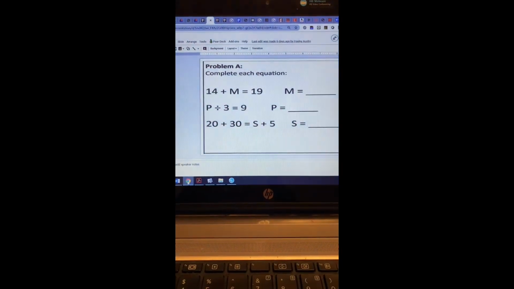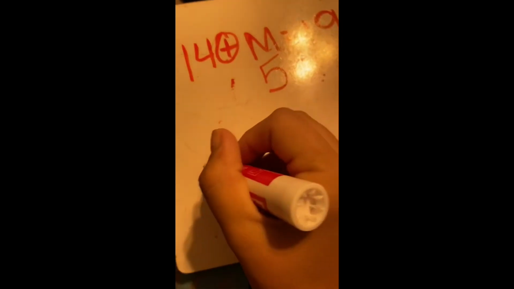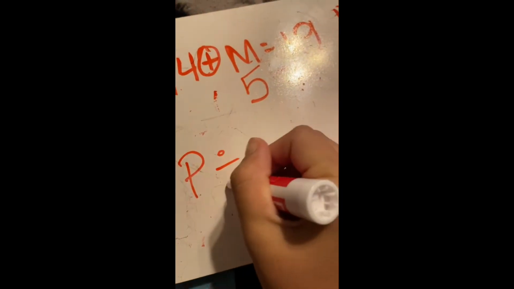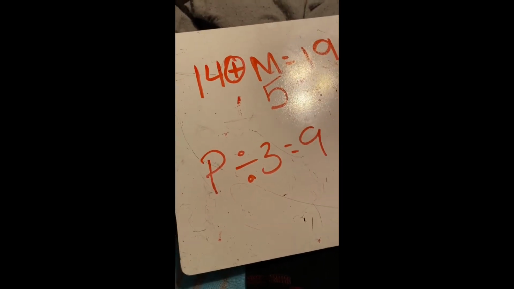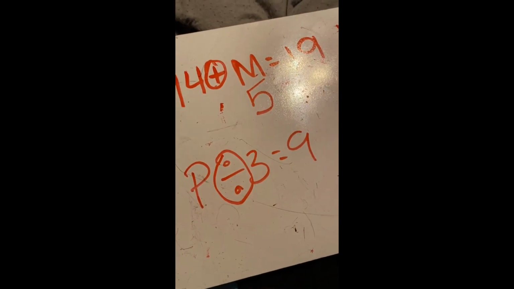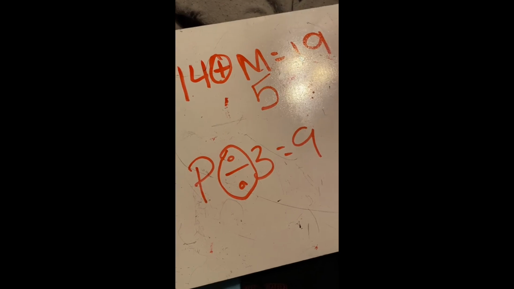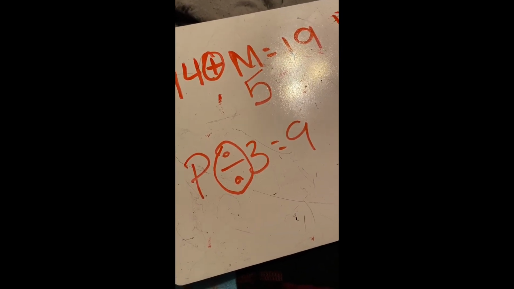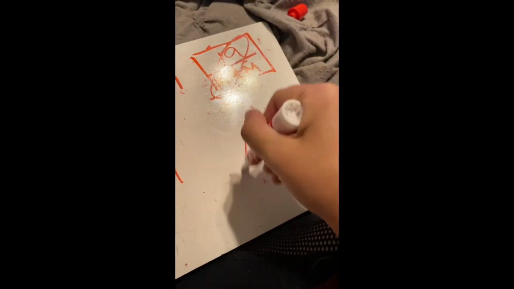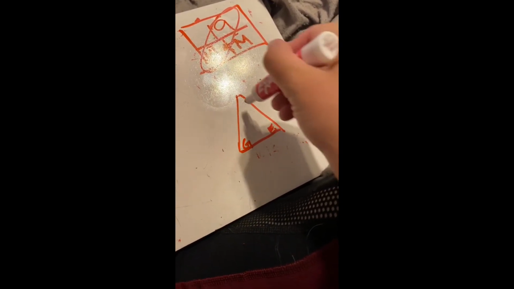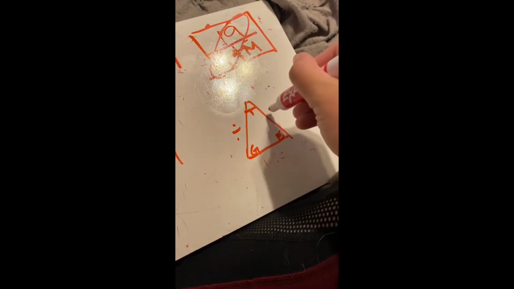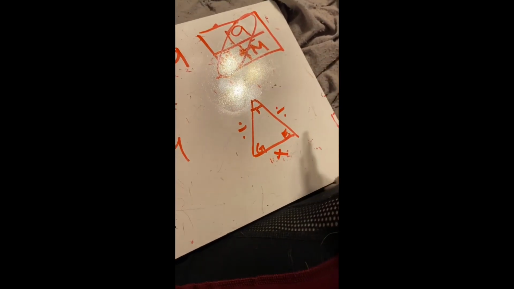All right. The next one, p divided by 3 equals 9. Again, guys, we have a missing variable, but in this case, we are dividing. What tool do we use to help us when we have a missing variable for division? We use our GET triangle, G-E-T, and it helps us get our answer.